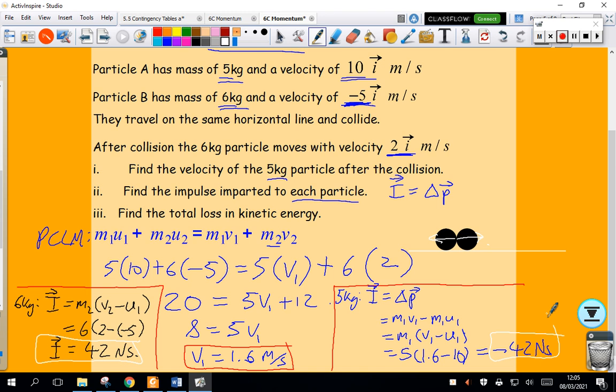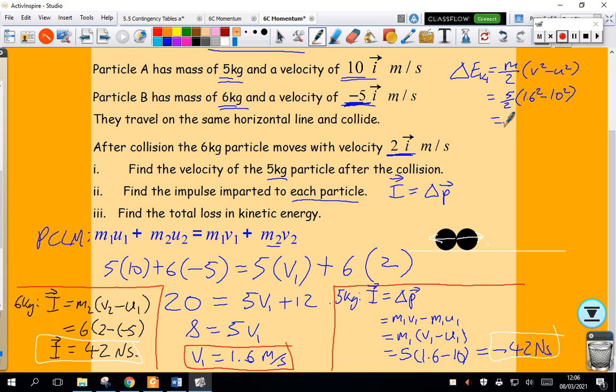Find the total loss in kinetic energy. Well, to find the change in kinetic energy, and again this is something I looked at in the last lesson, it's m over 2 times v squared minus u squared for each particle. So for particle 1, the 5 kilogram particle, it's going to be its mass 5 over 2 times its final velocity squared, that's 1.6 squared, minus its initial velocity squared, 10 squared.